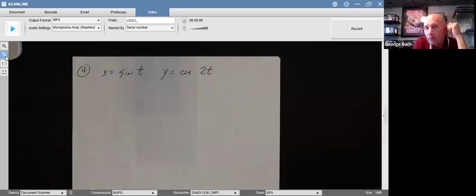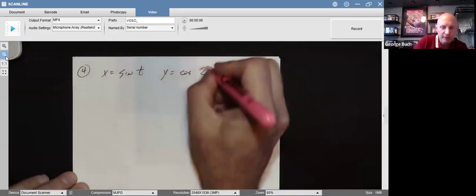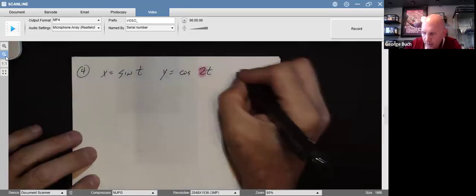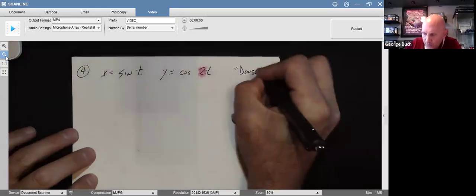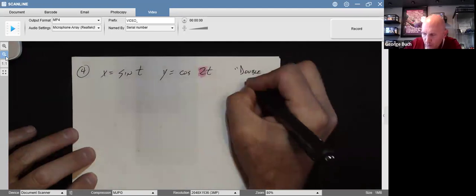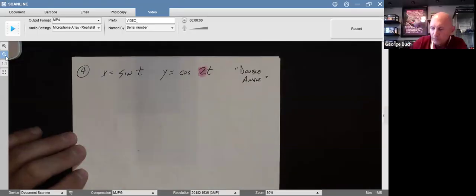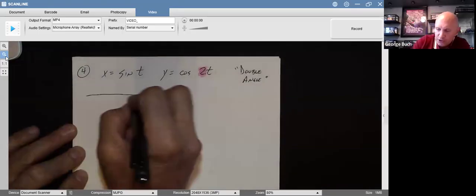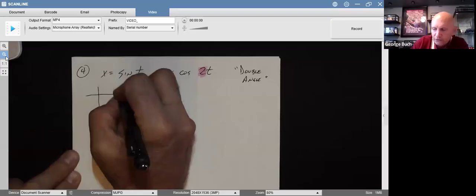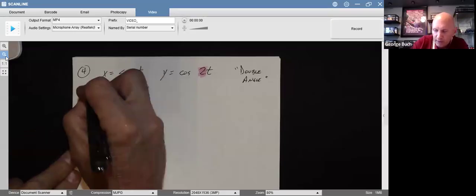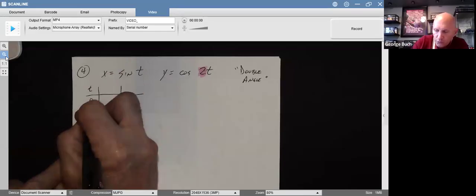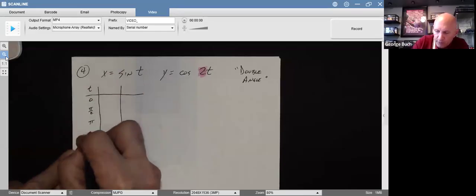So first of all, before we even get going, when I see this 2, this should be screaming at me what? Double angle. So probably at some point in this problem, I'm going to have to deal with the double angle formula. But for now, to sketch it, because it's trig functions, I'm going to use the same values: 0, pi over 2, pi, 3 pi over 2, 2 pi.